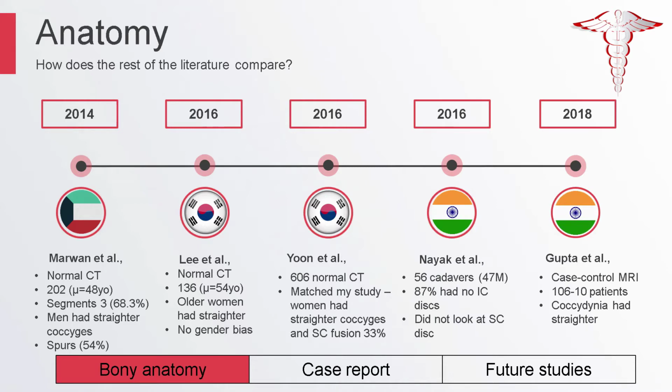And then there were 2 Indian studies. That 4th one is not really an imaging study, they just looked at cadavers. I thought it was interesting. You're looking at discs between the joints, and they found that in the coccyx, 87% of the time there wasn't a single disc between any of the bones. So to answer your question, if there is movement, probably synovial. If there's no movement, probably fused or a fibrous joint. And then that last study, it wasn't very good, so I won't talk about it.